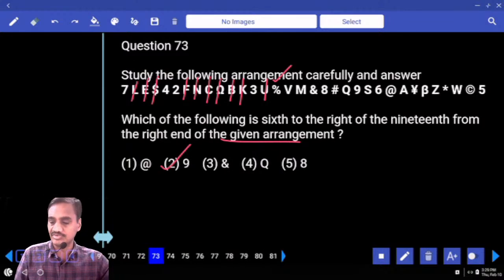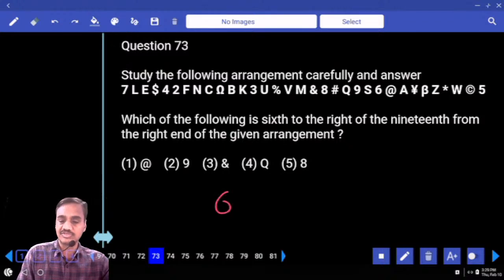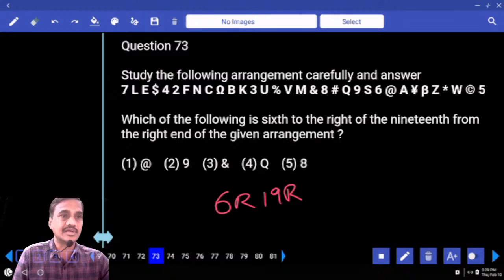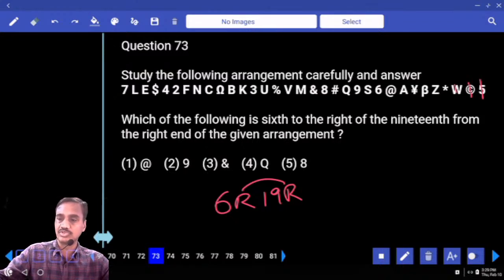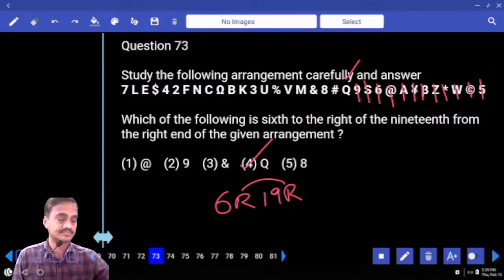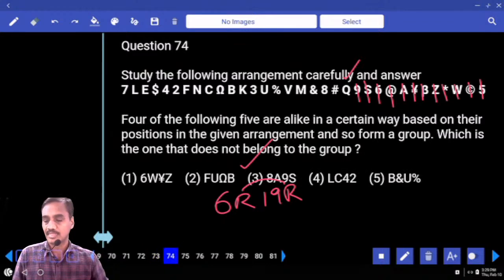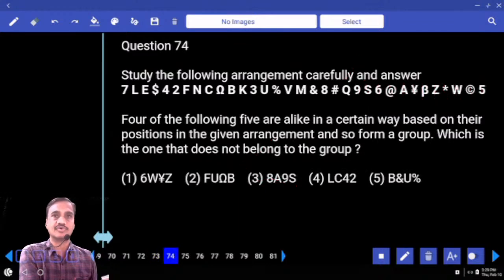Then coming to 73, which of the following is 6th to the right of 19th from the right? Right and right means same direction, then we need to subtract. Now 19 minus 6 is how much? 13. Now 13th from the right: 1, 2, 3, 4, 5, 6, 7, 8, 9, 10, 11, 12, 13. And it is choice 4, question number 73.